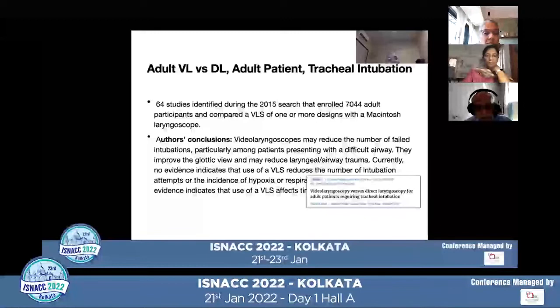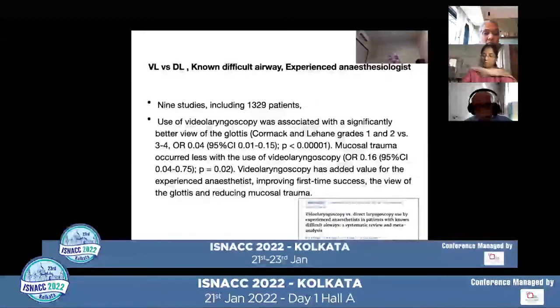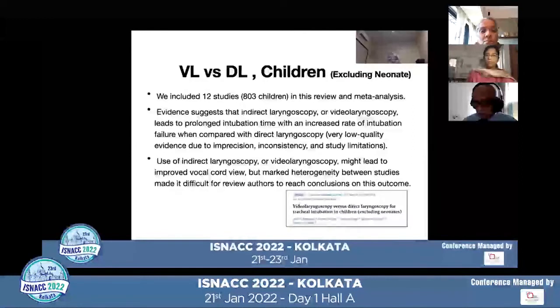So in adult patients, VL versus DL, if there is a difficulty, it is going to have a definite role. Again, video laryngoscopy versus direct laryngoscopy, known difficulty for the experienced anesthesiologist: 9 studies including 1,329 patients, use of video laryngoscopy was associated with significantly better view and less mucosal trauma, and it has definitely added value for experienced anesthetists, improving first pass success and the view of the glottis and reducing mucosal trauma.